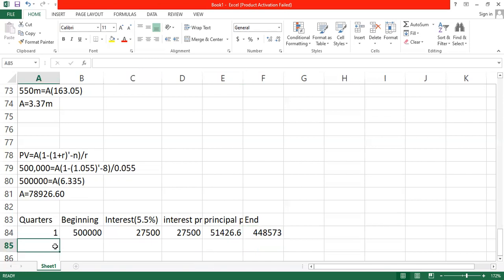At the beginning of the second quarter, how much will you be owing the bank? It is 448,573, isn't it? Yes. So you put it here, you calculate your interest on it, and you put it here. Then you subtract the interest payment from the amount that you're supposed to pay. The remaining balance will be the principal payment. The amount you are owing the bank is the amount at the beginning plus the interest minus the total amount that you have paid. The next quarter, you do the same thing.